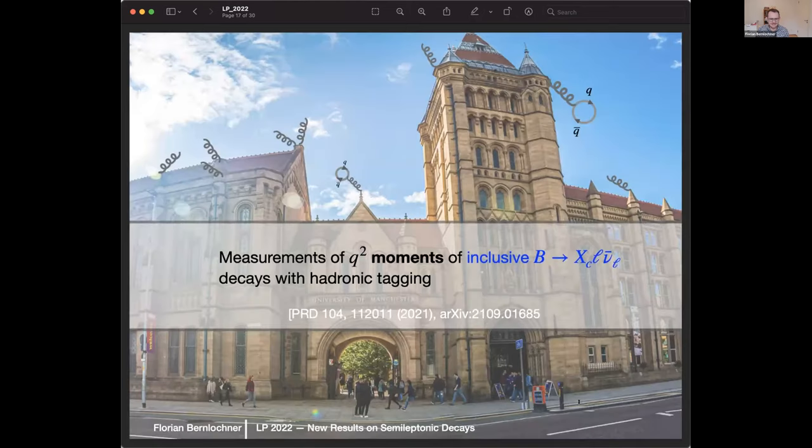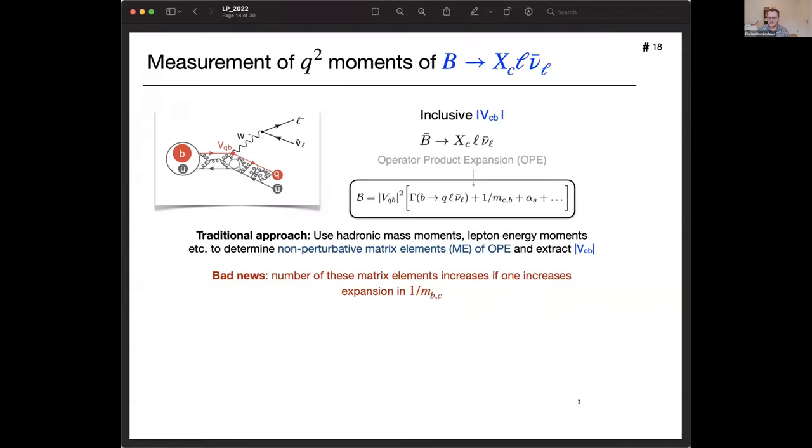Okay. Then the last inclusive one is measurements of q² moments for inclusive B→Xc l ν decays. So now we're looking at the background of what we just looked at before. Here the motivation is, of course, to find new ways to measure inclusive Vcb. Typically, this is done using the operator product expansion of the inclusive rate, and that then expresses basically the decay rate in terms of non-perturbative matrix elements that have to be determined experimentally.